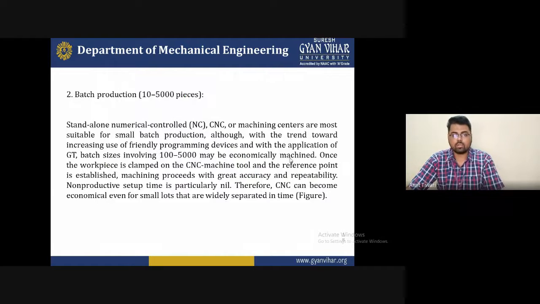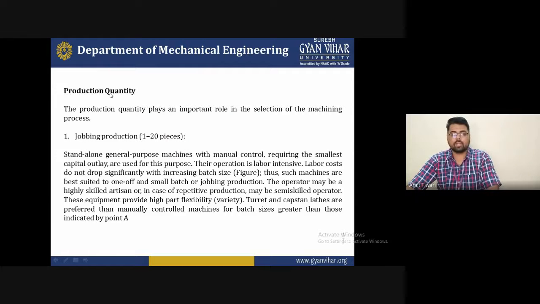Now the second portion is batch production, that is, the production quality. Production quality plays an important role in the selection of a machining process. There are types of production, the first being job production. In job production, basically 1 to 20 pieces are prepared for the particular production. It will be used for general machining purposes, or manually controlled by a skilled person.